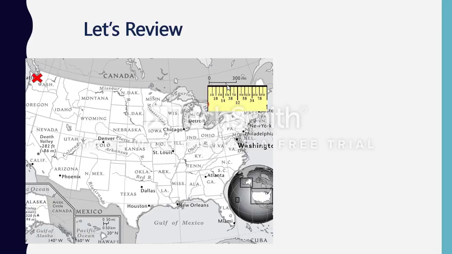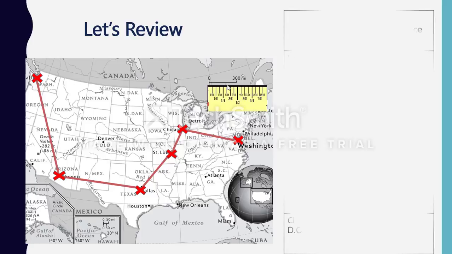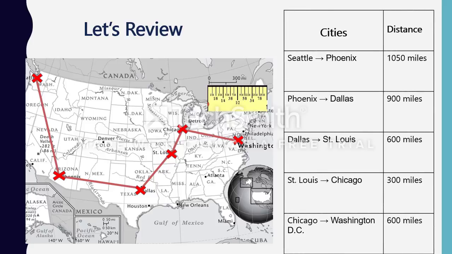So first they started in Seattle. Then we traveled all the way to Phoenix, all the way to Dallas, then to St. Louis, that short trip to Chicago, and then the final leg to Washington, D.C. So let's look at this on our map and just try and remember the distance each trip took.